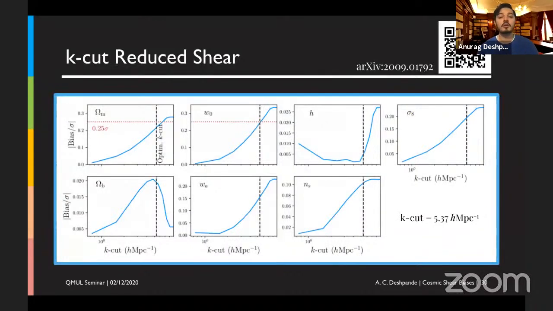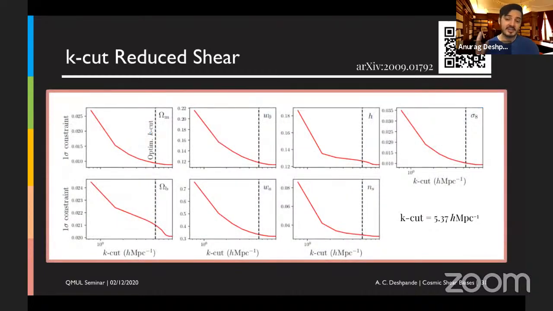So this is what we see when we do that. For a variety of parameters, and it's a different set of parameters to previously, because for this paper we had to use a different cosmology. Here we just assumed flatness. And what you're seeing is how the bias, as a proportion of the 1 sigma constraint on each parameter, changes with a varying K-cut. And you see that you don't have to take a very aggressive K-cut at all to make the biases no longer significant. That's about 5.3 h inverse megaparsecs.